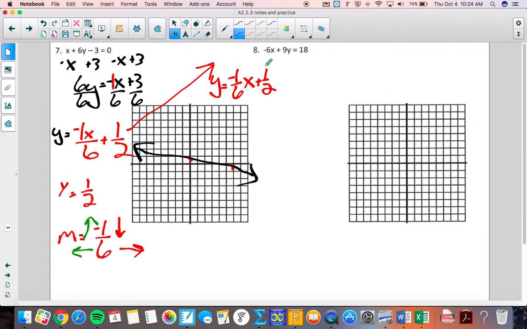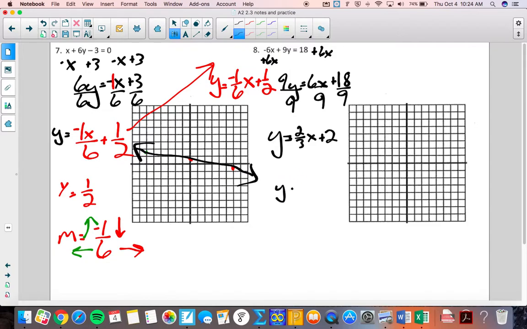All right, number 8. Let's get this in slope-intercept form. So let's solve for y. Let's add 6x and add 6x. Now when I rewrite this problem, I'm going to put the x term first. So 6x plus 18. That 18 is positive. Now I divide by 9. So I get y equals 2/3 x plus 2. So the y-intercept is 2. And the slope equals 2/3.